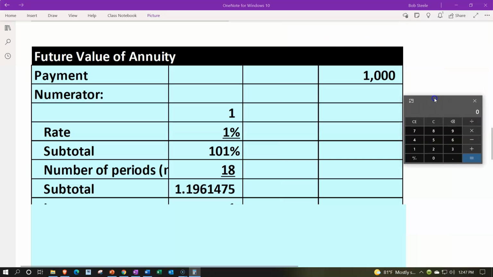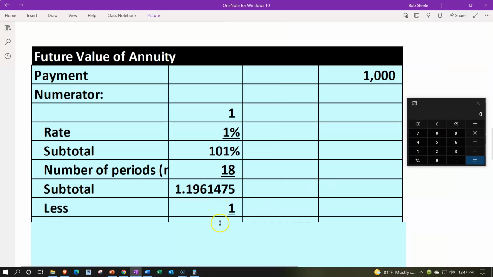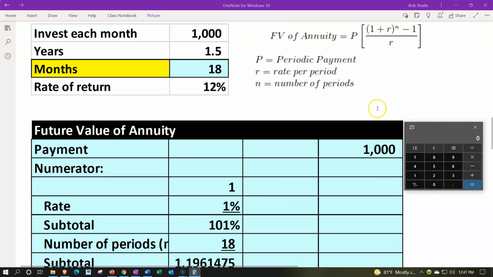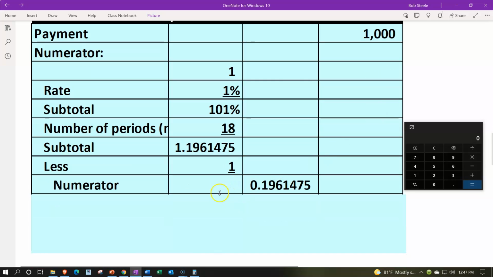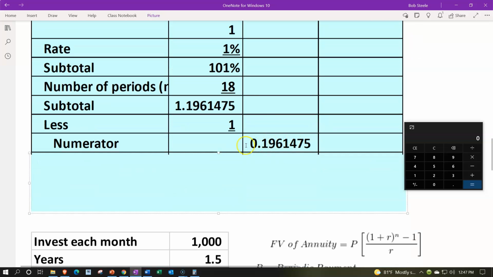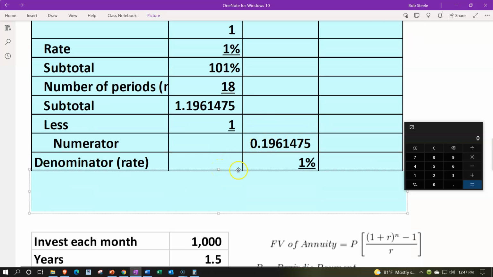Science time is over, and then we take that amount that we just got, minus 1. We could do that in our head. That just gives us 0.1961475, and so on. So that's this whole thing. Then we divide it by r, which is 1%. So let's do that: 0.1961475 divided by 0.01, 1% being the monthly rate, not the yearly rate of 12%.